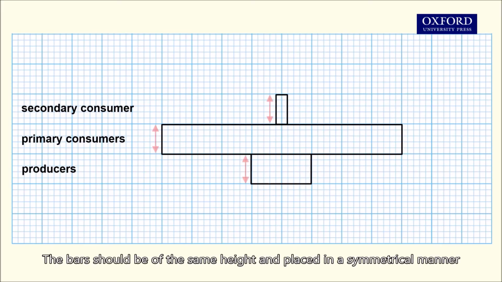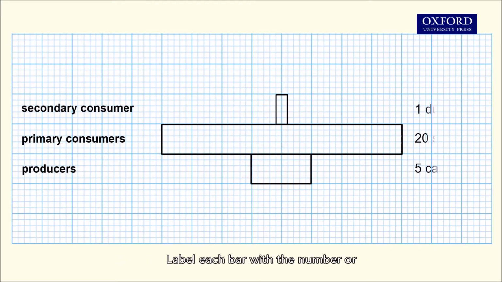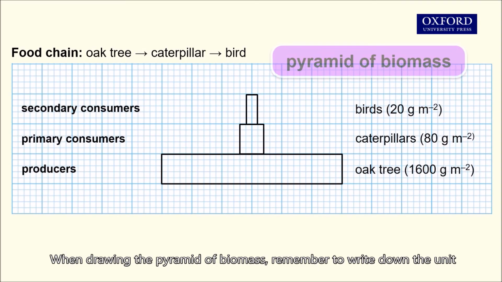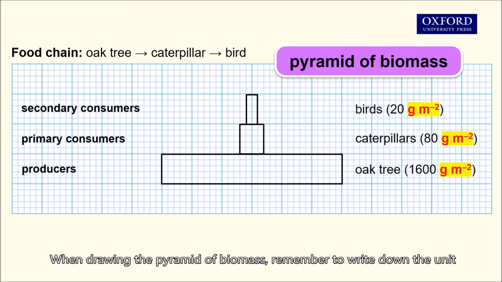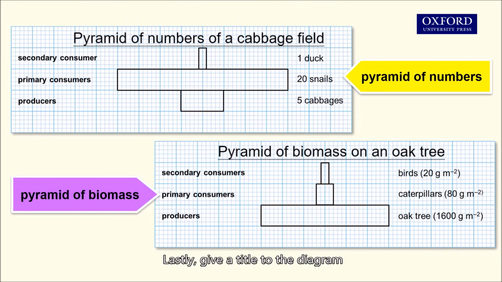The bars should be of the same height, and placed in a symmetrical manner. Also, there should be no gaps between the bars. Label each bar with the number, or biomass of the organism, and the name of the organism. When drawing the pyramid of biomass, remember to write down the unit. Lastly, give a title to the diagram.